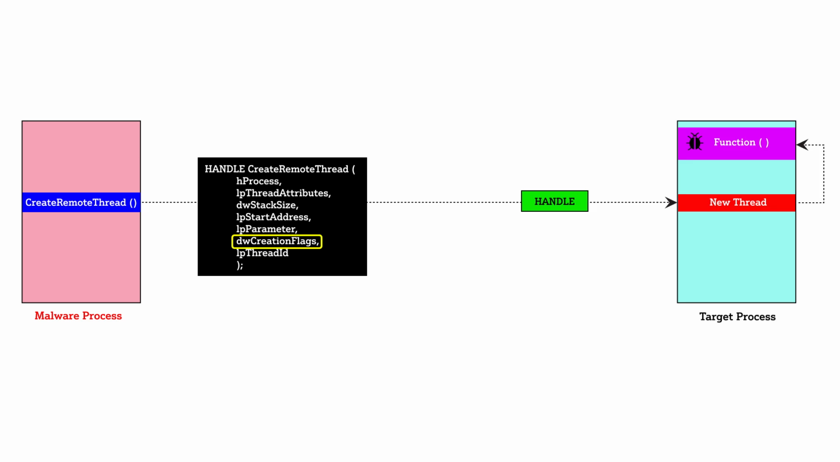dwCreationFlags tells Windows whether to start the thread immediately or keep it suspended. Most malware and injection tools just pass 0 unless they want to manipulate the thread before it starts. Now, if we want to get the ID of the new thread, we pass a pointer to a DWORD variable here. If we don't care about the thread ID, we can just pass NULL here.